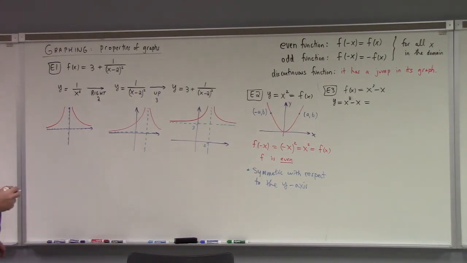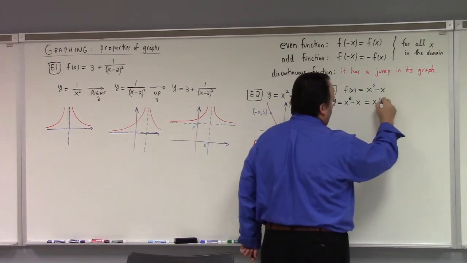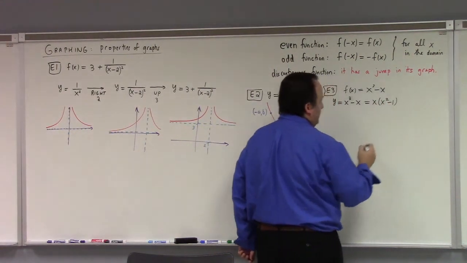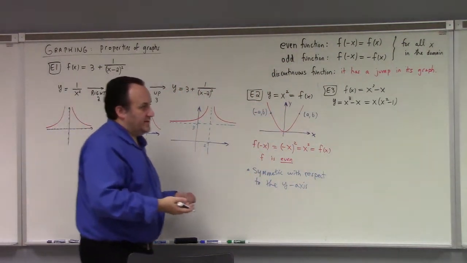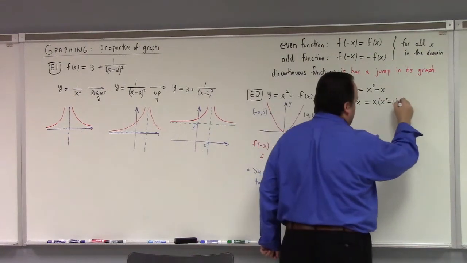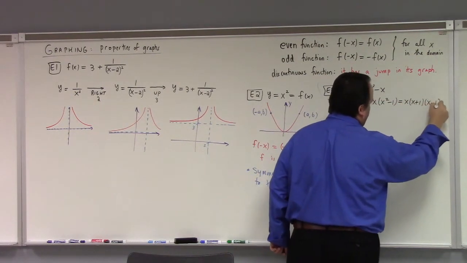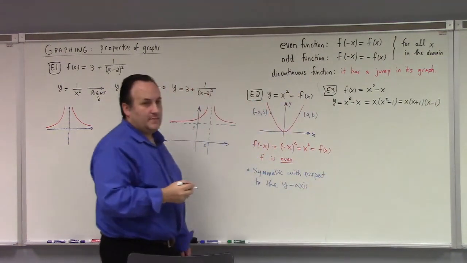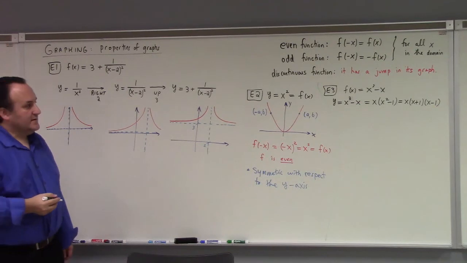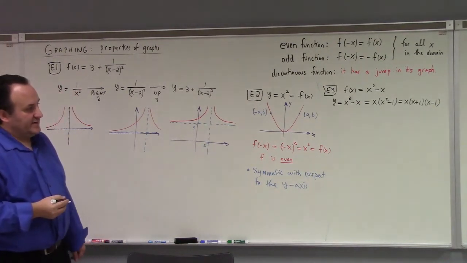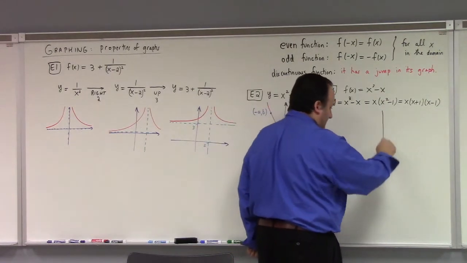So what we're going to do here, we will factor out the x. That gives us x squared minus 1. And then x squared minus 1, that factors, right? It's a difference of squares. So we can factor that to x times x plus 1 times x minus 1. All right? From that formula right there, the factored form of the function, I can see that we have zeros at 0, minus 1, and 1. Those are the x-intercepts of the graph.